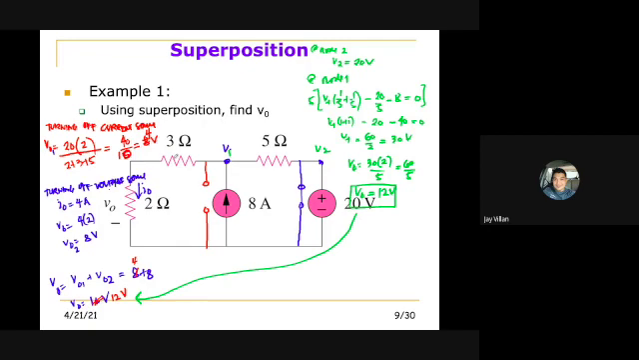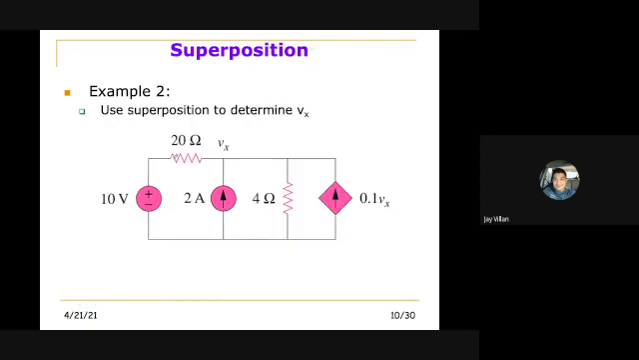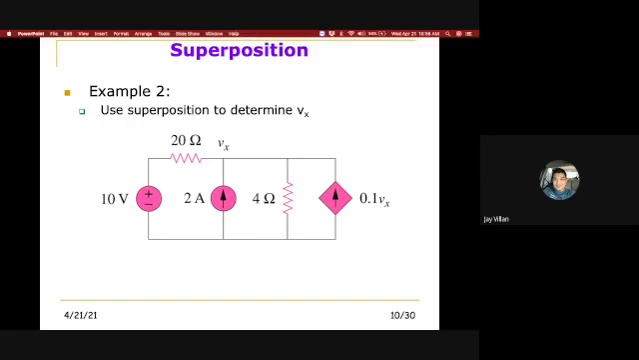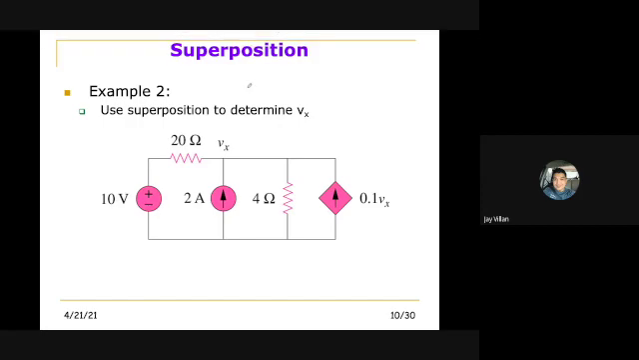Next. 10:55. So we still have 1 hour. Use superposition to determine Vx. So Vx here. Vx is here. So that is the voltage across the 4 ohm resistor. Now because this is just one node.